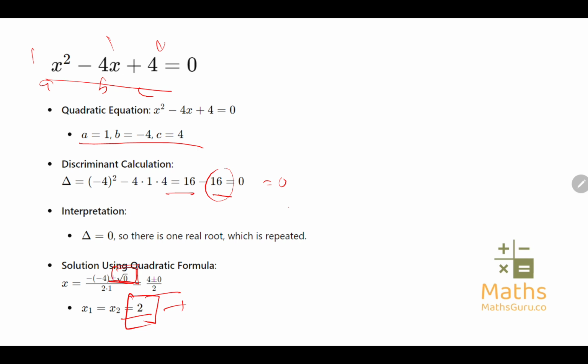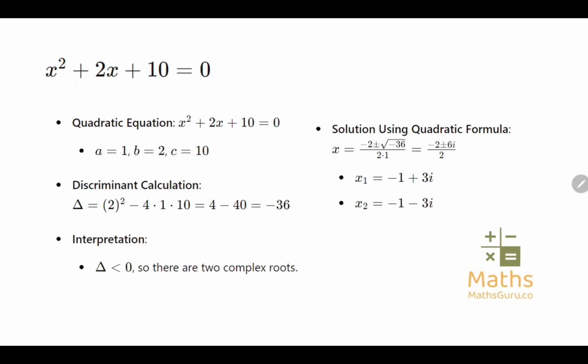Let's take one more example before we end this video, of unreal numbers. So x square plus 2x plus 10. This is also a quadratic equation. Here a is 1, b is 2, and c is 10. If I calculate the discriminant, it will be b square, which is 2 square, minus 4 times a, which is 1, times c, which is 10. So 4 minus 40 is minus 36. The discriminant is negative, so we will have two complex root solutions for this degree 2 polynomial.